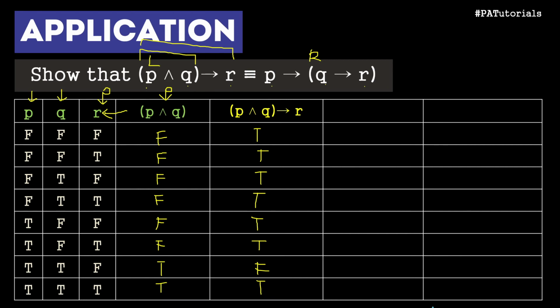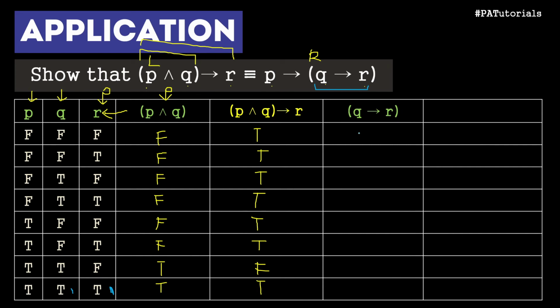Now, tapos na tayo sa left-hand side. Let's now proceed dun sa right-hand side. Ang uunahin naman natin dito would be this parenthesis ulit. That would be Q implies R. Ibig sabihin yung Q na to at yung R na group na to, okay?